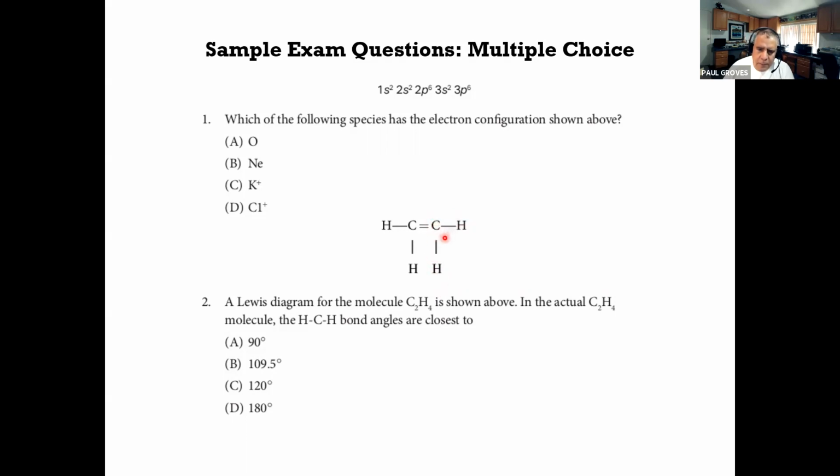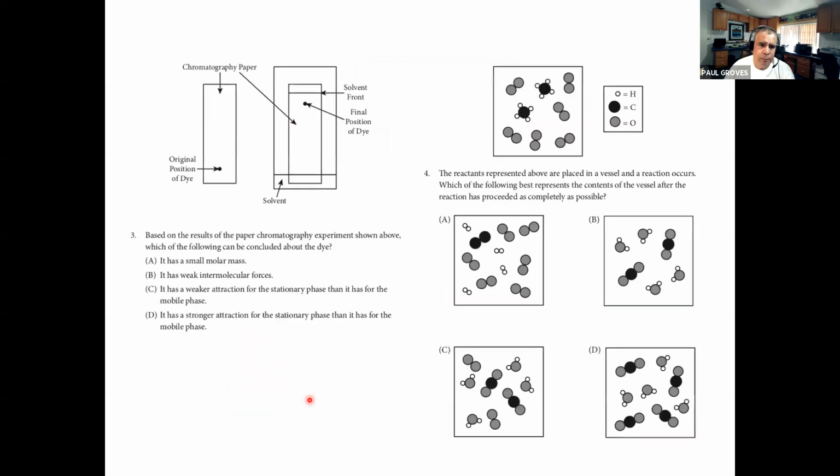What's this bond angle? Okay, so looking at the question here, we'd say, well, that's steric number 1, 2, 3. So they're going to spread out to be 120 degrees. So we're looking for 120 degrees as answer C. So again, answer the question and then look at the answer choices.